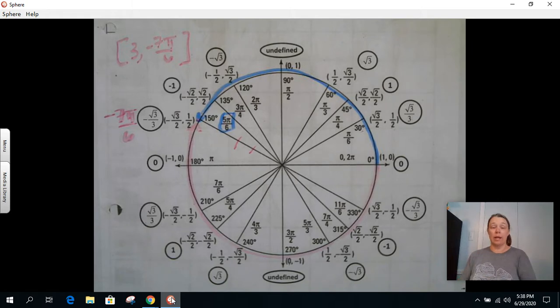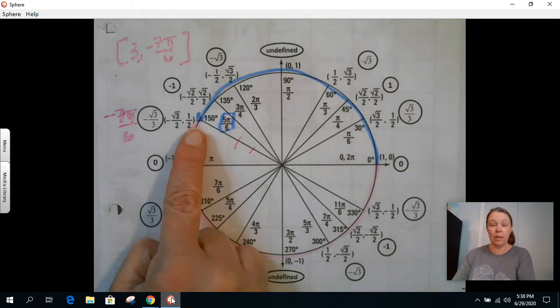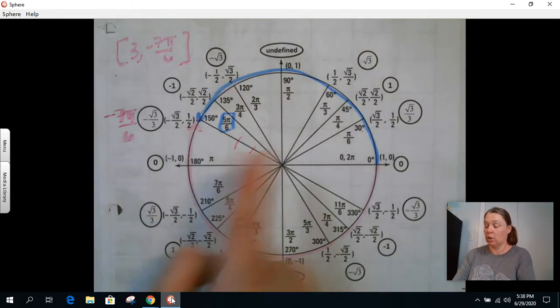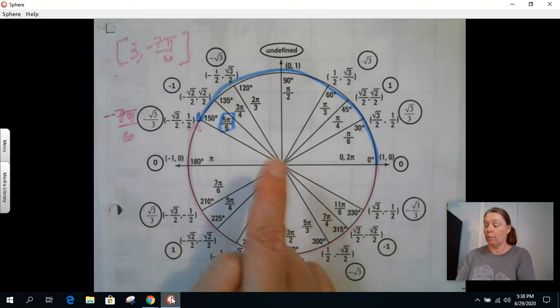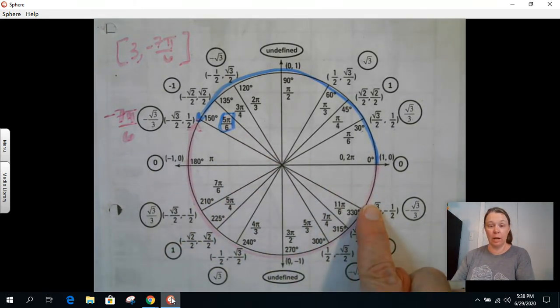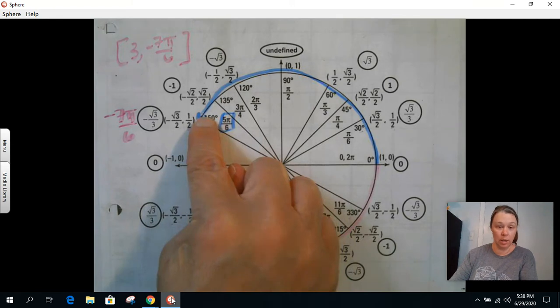All right, now another way that I could get to that same point is if I were to consider having a negative radius. So a negative radius would mean if, let's say I had my angle over here, a negative radius would shoot it to the other side.